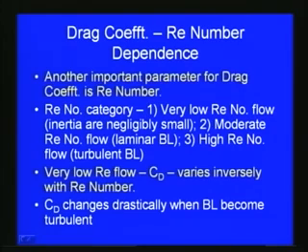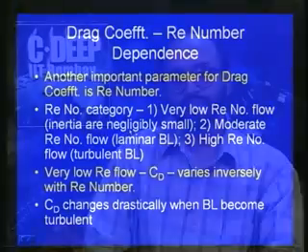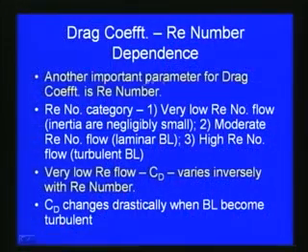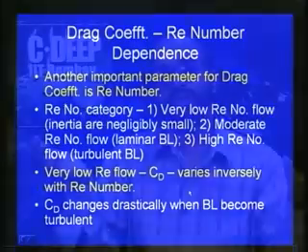As far as Reynolds number is concerned, there are three categories. One is very low Reynolds number flow, where the inertia forces are negligibly small. The second is moderate Reynolds number flow, where a laminar boundary layer is taking place. The third is high Reynolds number flow, where the boundary layer is turbulent. For very low Reynolds number, we can show experimentally that the coefficient of drag varies inversely with the Reynolds number, and the coefficient of drag changes drastically when the boundary layer becomes turbulent.